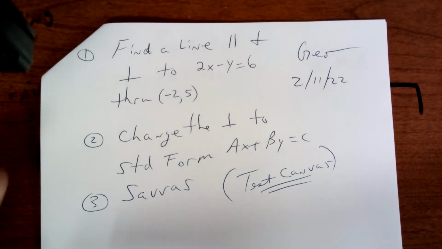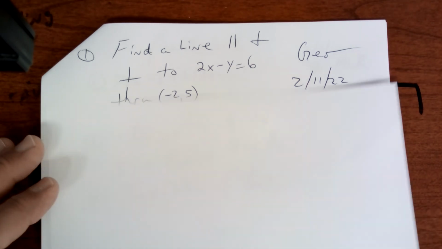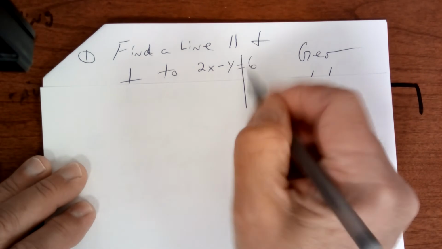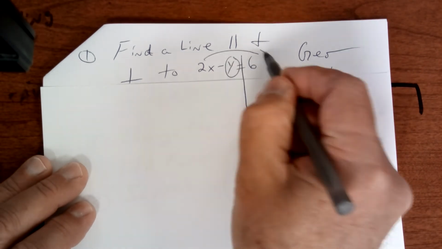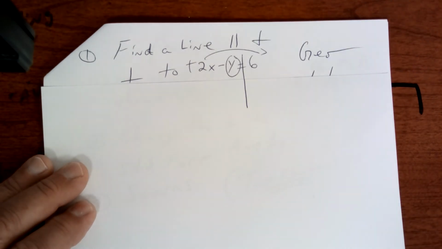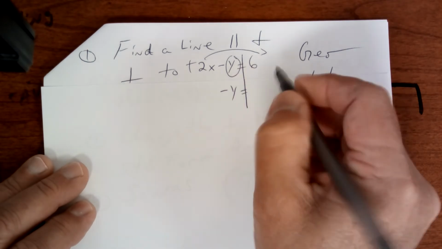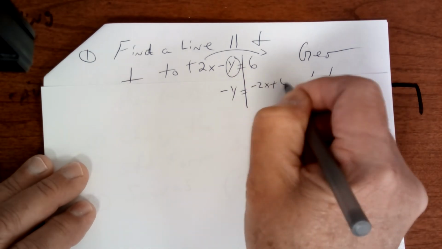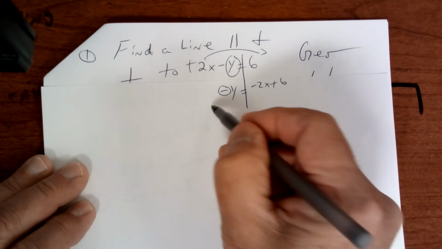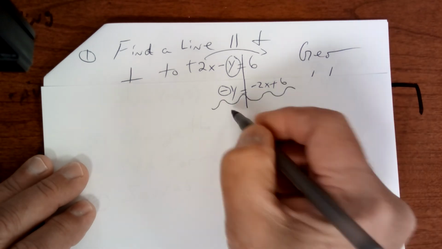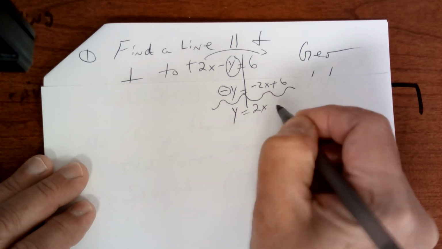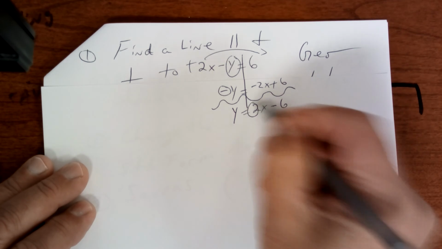Write a line parallel and perpendicular. Well, to do that, you got to first get y by itself. So circle the y, move the 2x, which is a plus. Always look in front of the number. So this is going to be a negative y is equal to negative 2x plus 6. And then to get rid of that negative, you just put the wave and change this sign, change that sign, and change that sign. So your slope is 2.